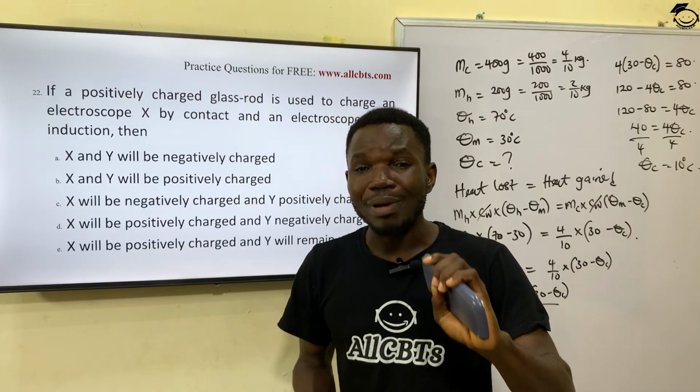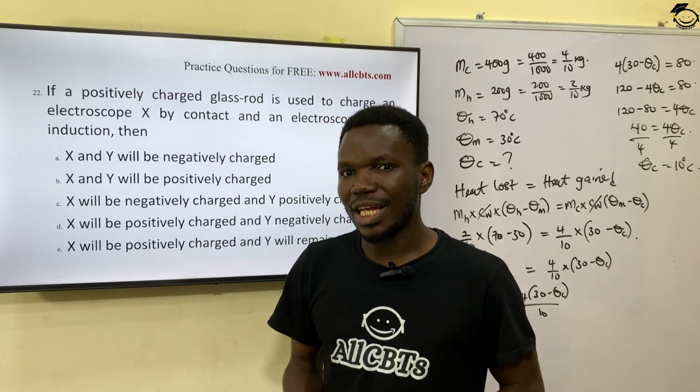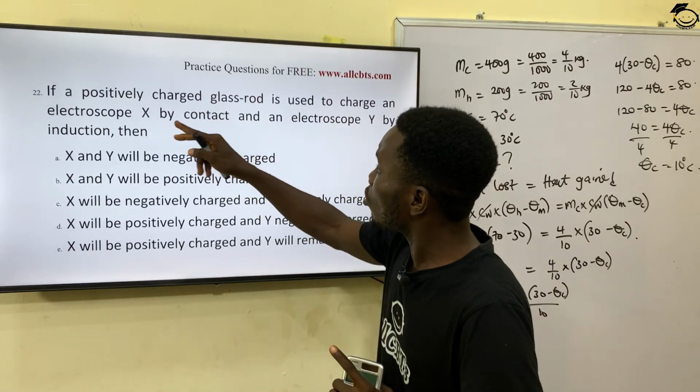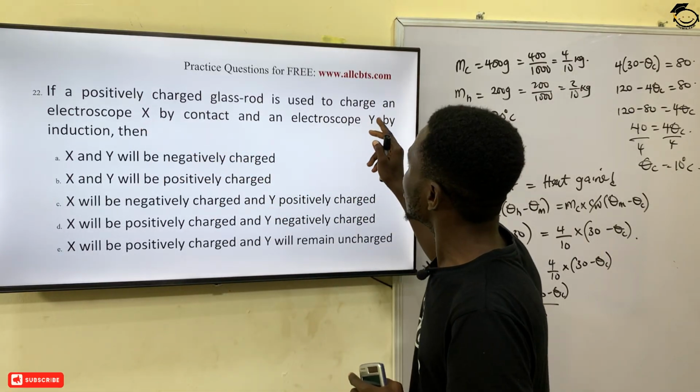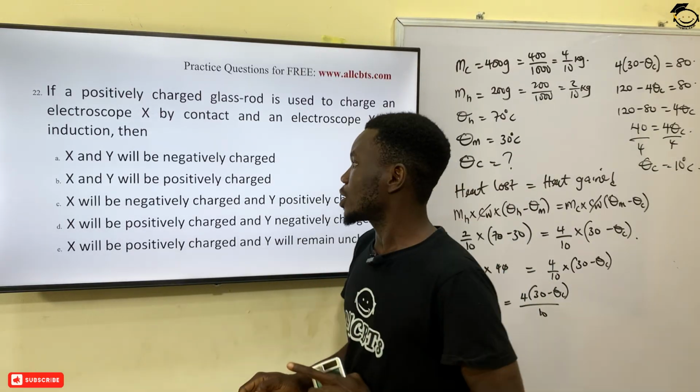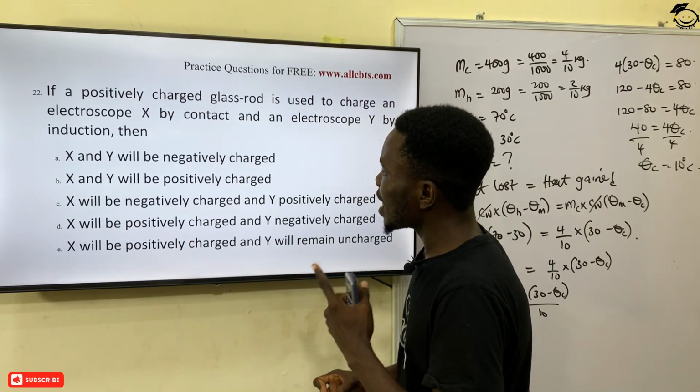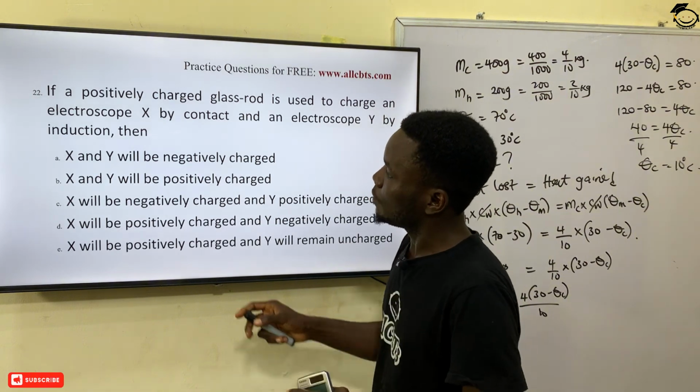While the one you are charging by induction will become negatively charged. And since X was charged by contact, it means X will be positive. And since Y was charged by induction, it means that Y will be negative. So let's look at the option that has X positive and Y negative.